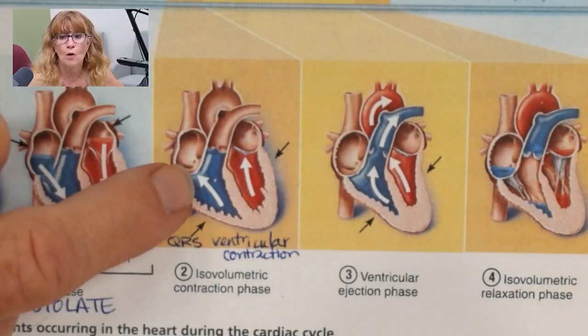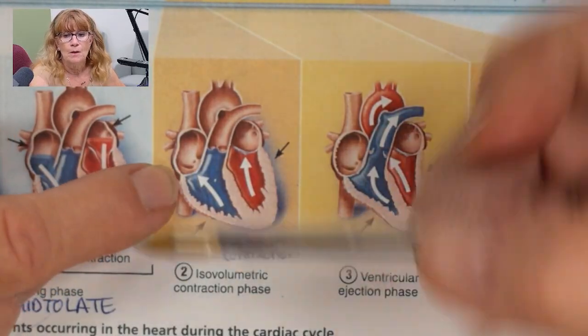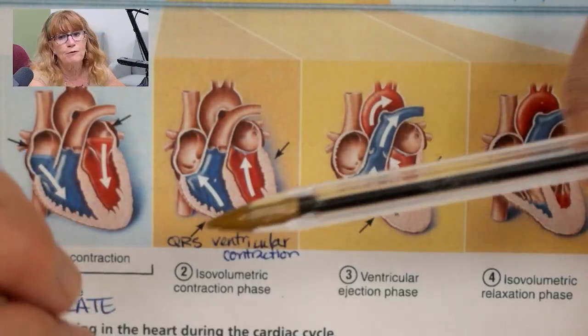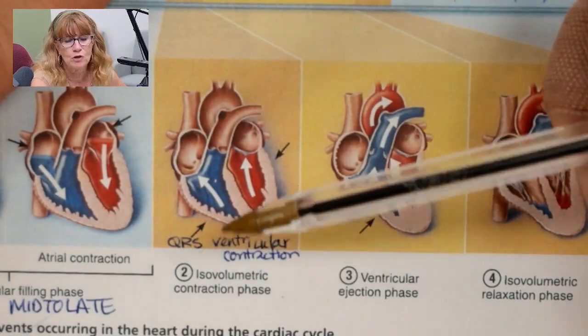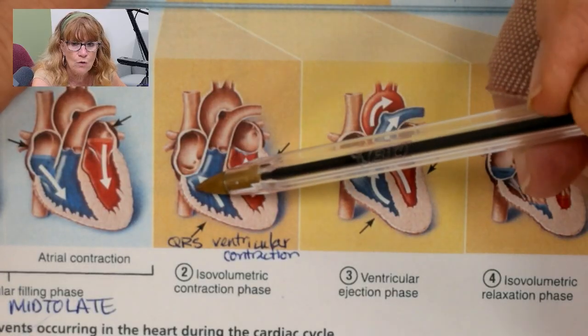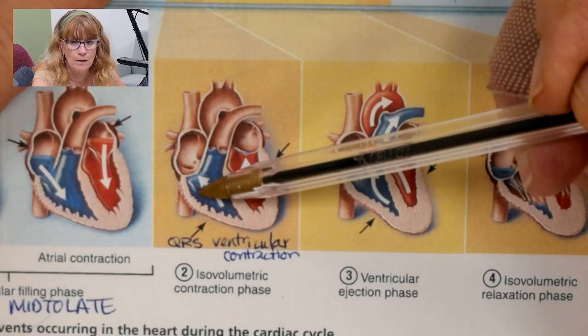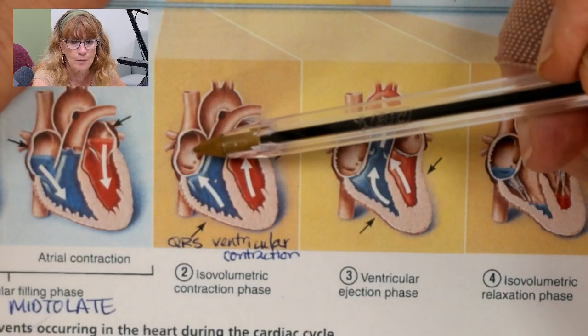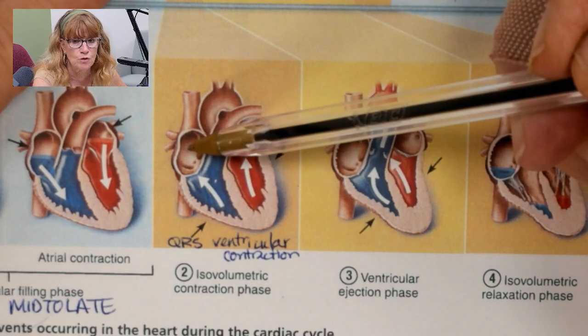We have now closed the AV valves. Because we're not fully contracting the ventricles yet, we've just pushed enough blood up here to close the AV valves. The chordae tendineae and the papillary muscles are hanging on to those cusps so they don't prolapse up into the atrium. We don't lose any blood into the atrium.